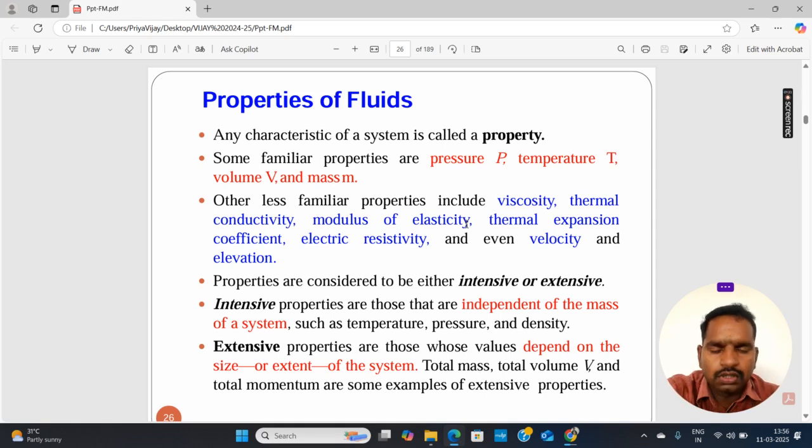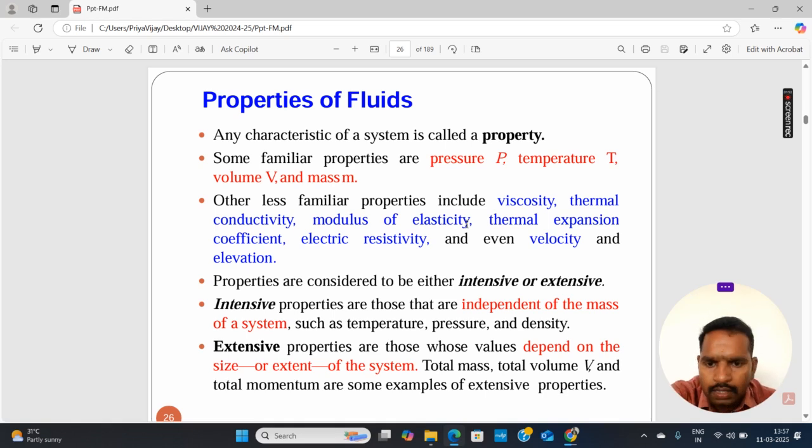The properties are also subdivided into two types: extensive property and intensive property. Intensive properties are those properties which are independent of the mass of a system. For example, if the only variables present in the system are temperature, pressure, and density, then we can tell that the properties specified in that system are intensive properties.